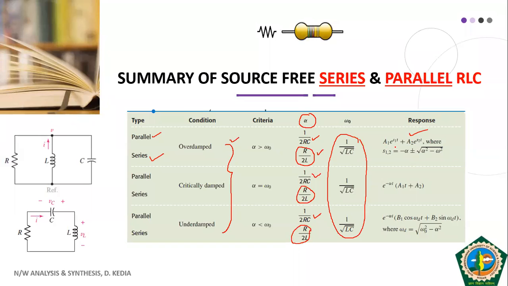A1 into e raised to the power S1t plus A2 e raised to the power S2t. Then in case of underdamped condition, we have seen e raised to minus alpha t into B1 cos omega dt plus B2 sin omega dt. And this we just saw two slides back, that in case of critically damped condition, your response is e raised to minus alpha t times A1 t plus A2. So this is all about your series RLC circuit and parallel RLC circuit for the case of source free.